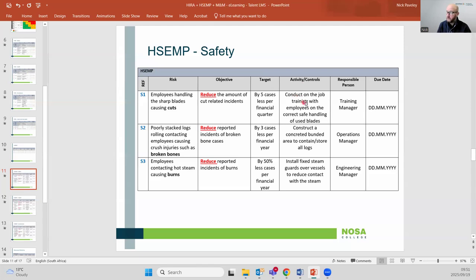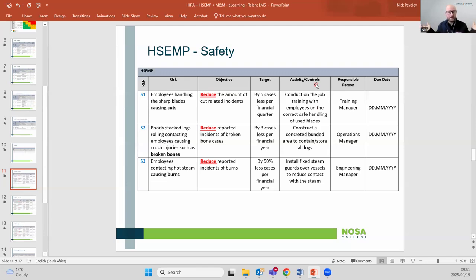Like you can see for safety 1 here, I'm saying conduct on-the-job training with the employees on the correct safe handling of those used blades. So I'm doing some form of training and awareness. And I've been specific as to exactly what I want to train my employees on. I want to train them on the safe handling of those used slitter blades.